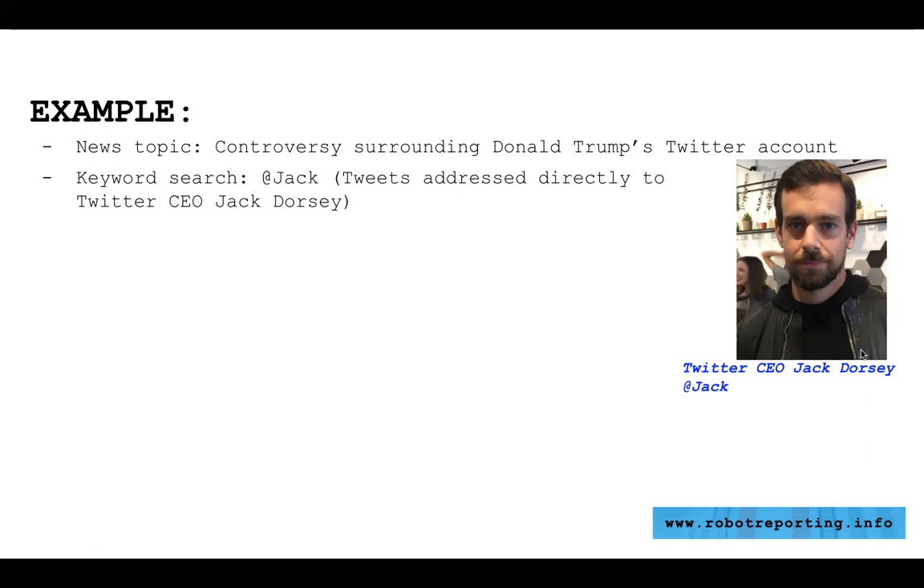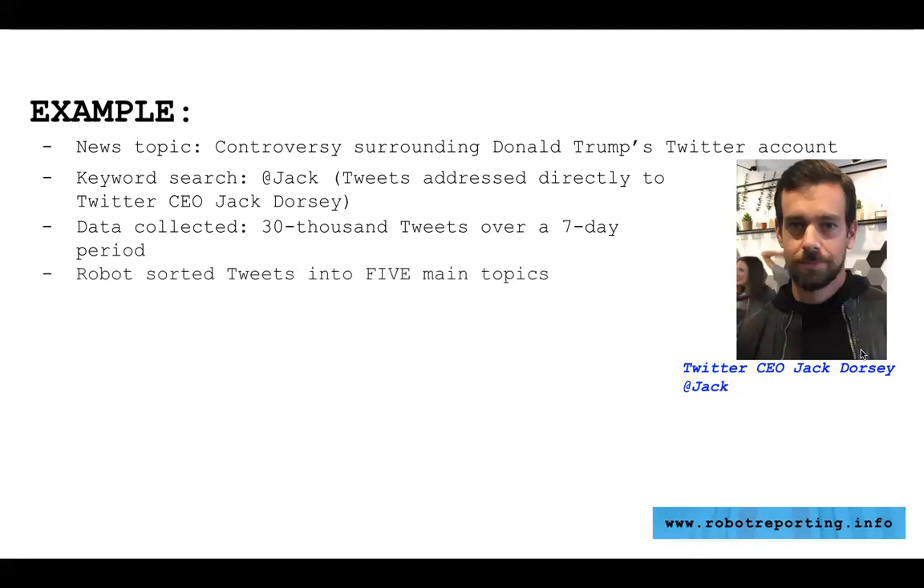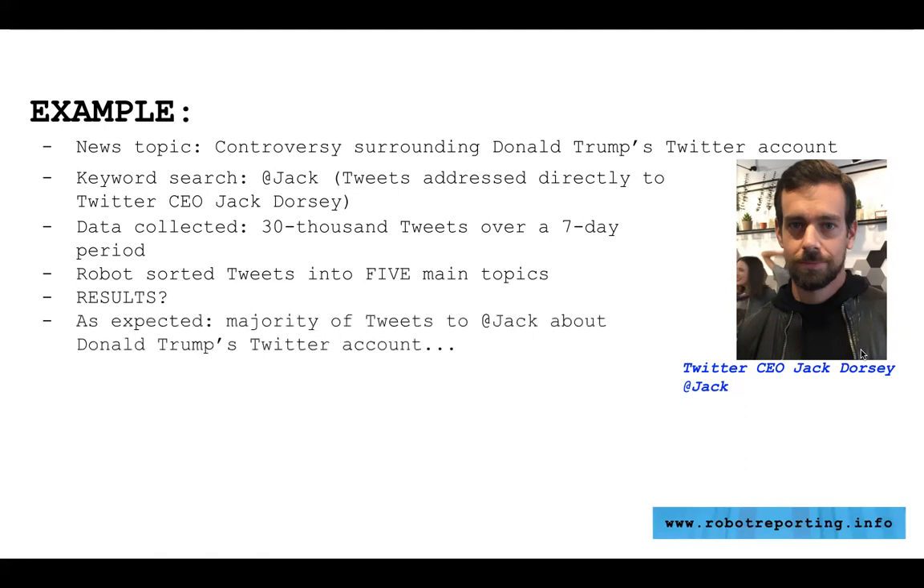So what the robot did, once I typed in that search, it found 30,000 tweets directed to @Jack. Those were over a 7-day period. So some of them in the lead up to the big controversy last week and some of them in the 2 to 3 days following that controversy. The robot then sorted those tweets into what it found to be 5 main topics within the tweets. Now, what were the results? As expected, the majority of tweets going to @Jack were indeed about Donald Trump's Twitter account. No surprise there. In fact, 3 out of 5 of the main topics were about that.